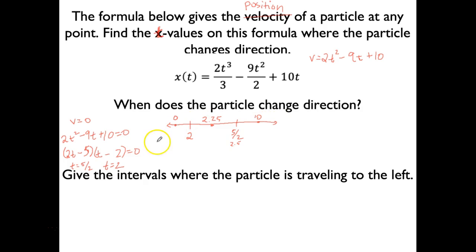Also, I forgot to mention this. Both of these points counted as possible points at which you change direction because they were both positive. If I would have gotten a negative value for time, I would have ignored it because we don't deal with negative time. We only deal with positive time. Since both of these were positive, I put both of them on my number line. Now I need to plug all of these test points into my velocity to see if the velocity was positive or negative at all these given times.